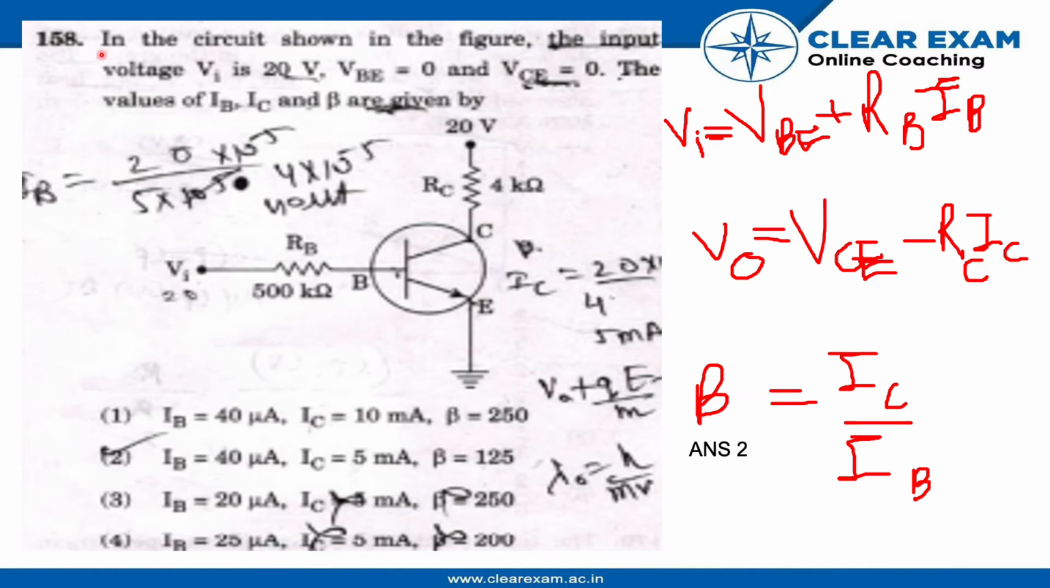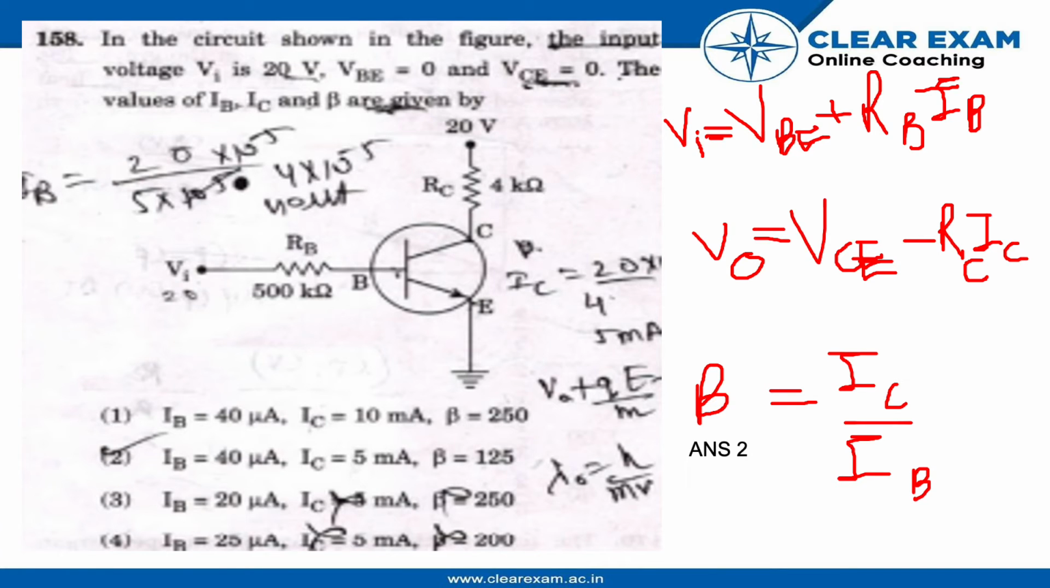Hello, so the next question is, in the circuit shown in the figure, the input voltage VI is 20 volts, VBE is 0 and VCE is 0. The values for IB, IC and beta are given by. So the correct option is where IB is 40 μA and IC is 5 milliampere and beta is 125. So now let us see how we will find these values.